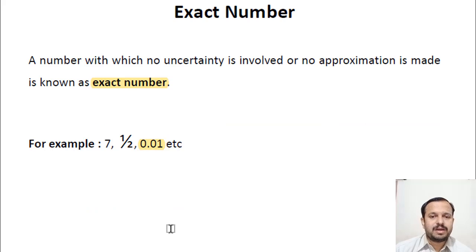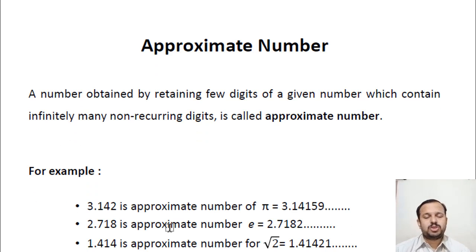Now, what is meant by an approximate number? If we understand what is meant by an exact number, now we can go for the definition of an approximate number. An approximate number is a number which is obtained by retaining a few digits of a given number which contains infinitely many non-recurring digits. So if we have a number of the kind 3.14159 dot dot dot, this is an irrational number because it has non-recurring infinitely many decimal digits.